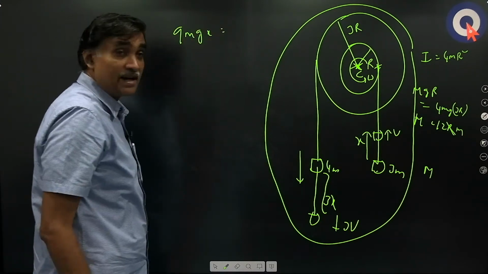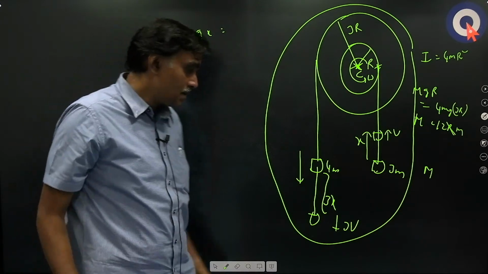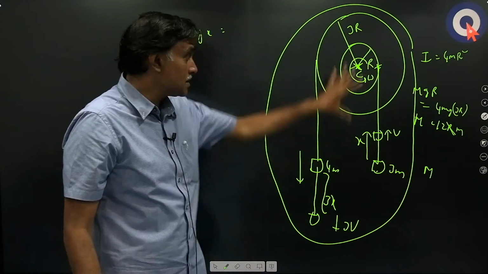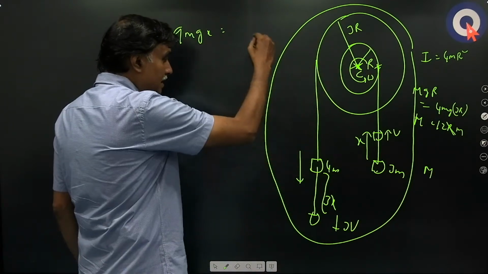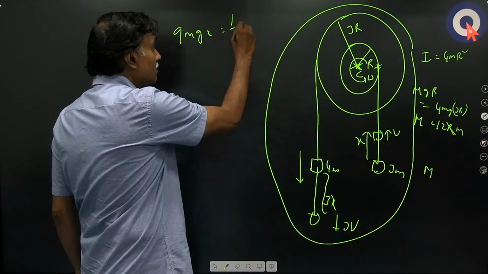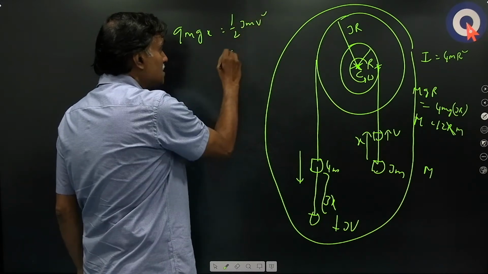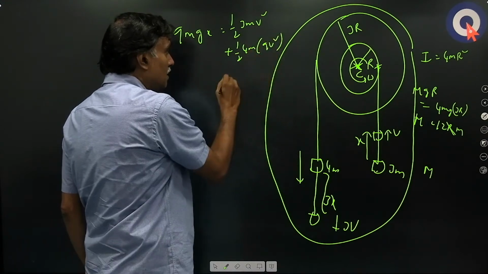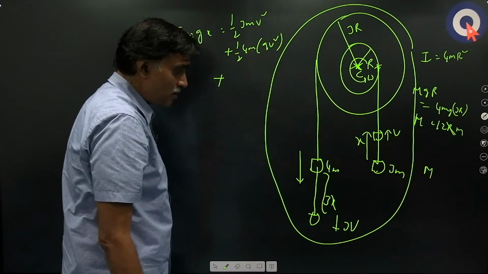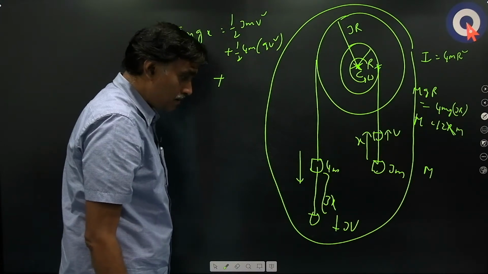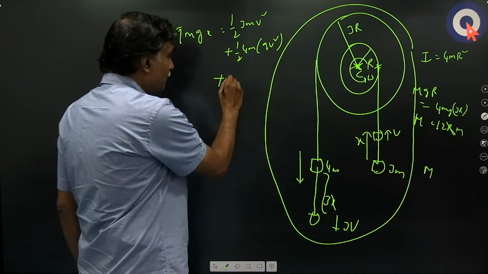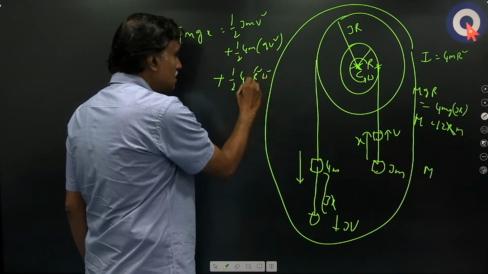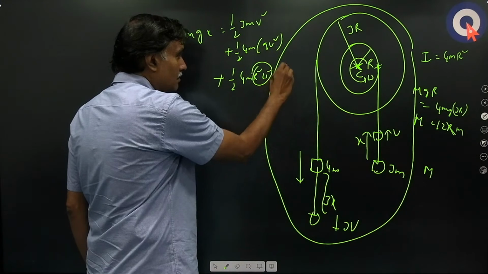equal to gain in kinetic energy. What is gain in kinetic energy? Translational kinetic energy of these two and rotational kinetic energy of this pulley. Okay. So what is translational kinetic energy of these two? Half 3m v square plus half 4m (3v) whole square plus half I omega square. What is I? 4m r square into omega square. But what is r square omega square? It is v square. Okay.